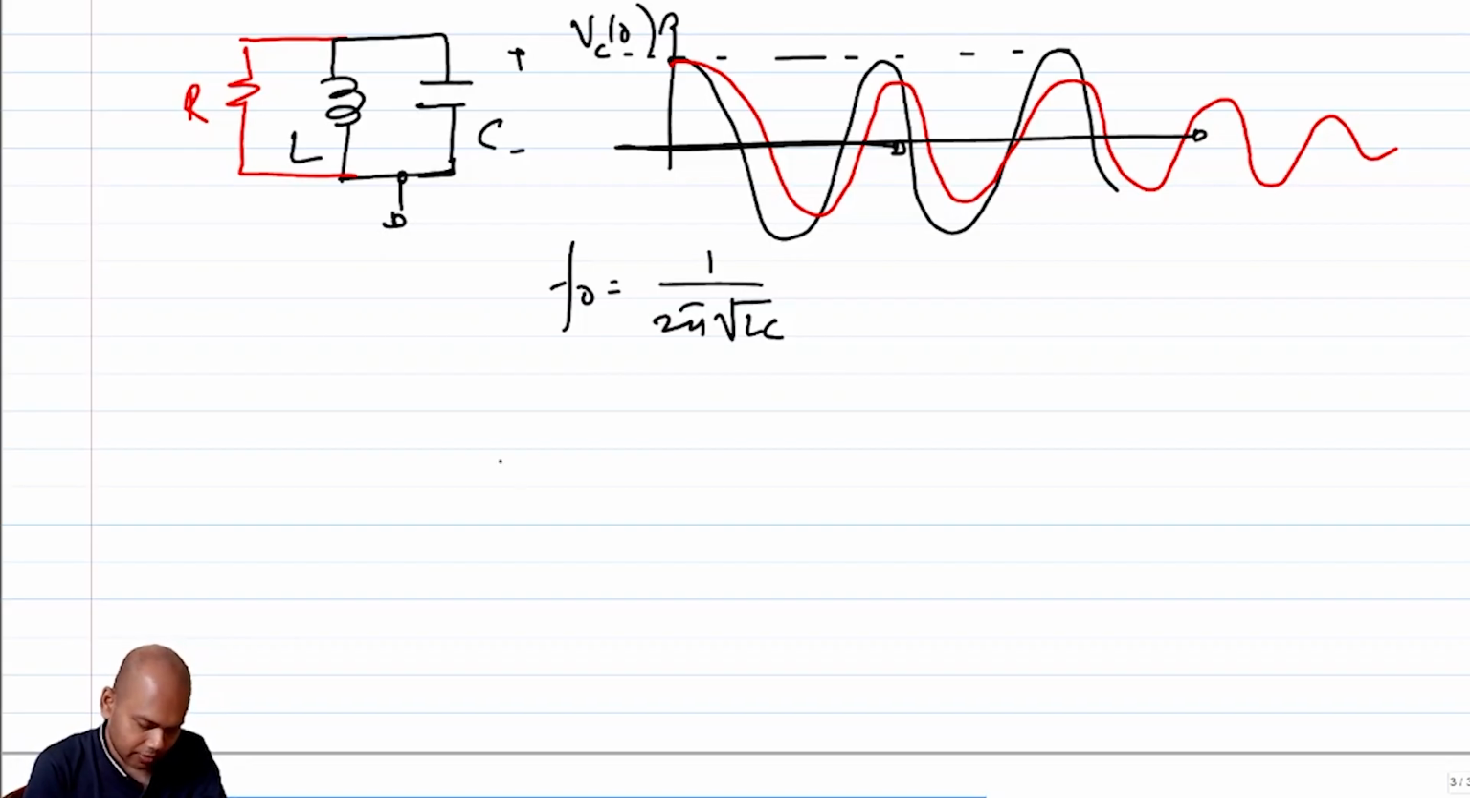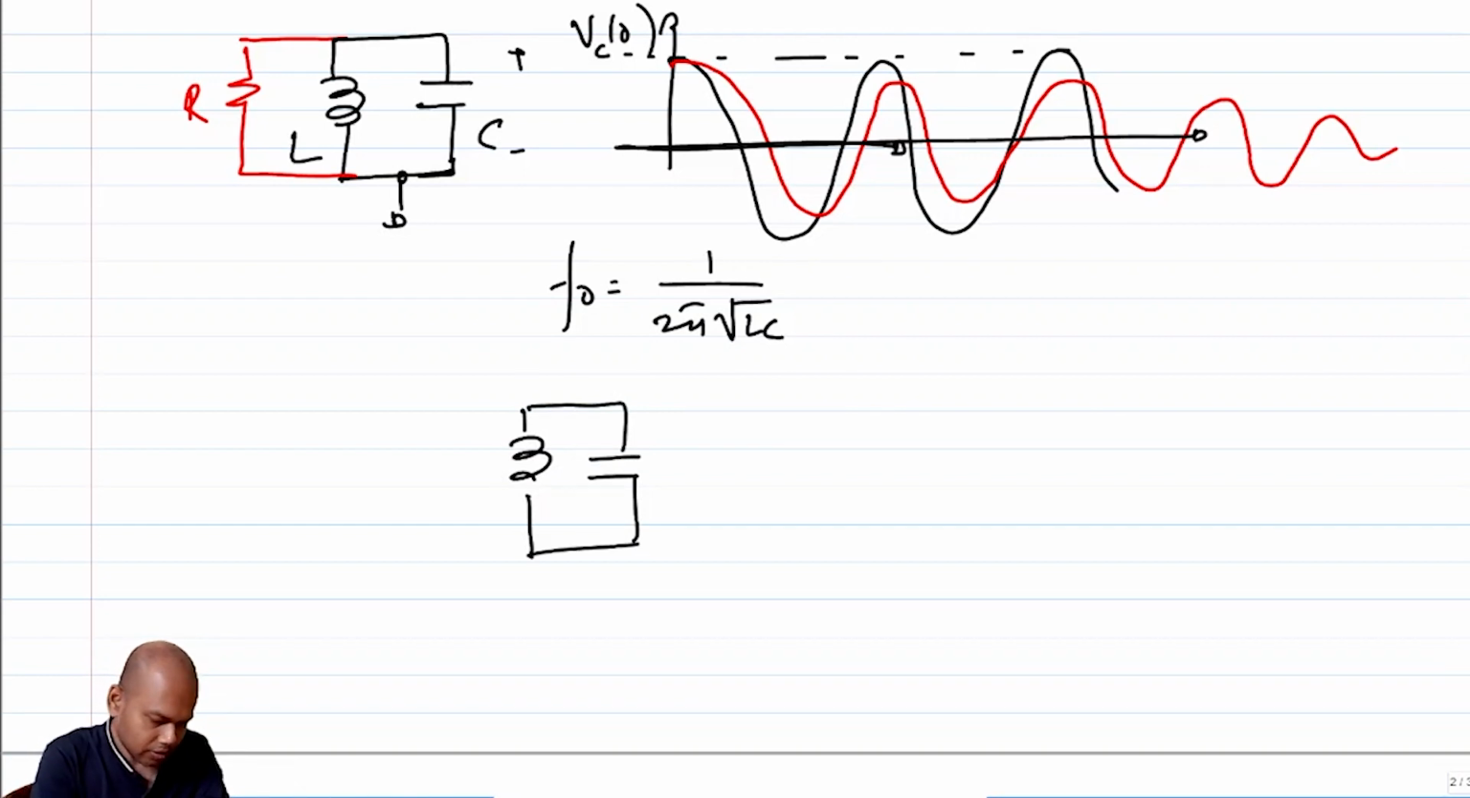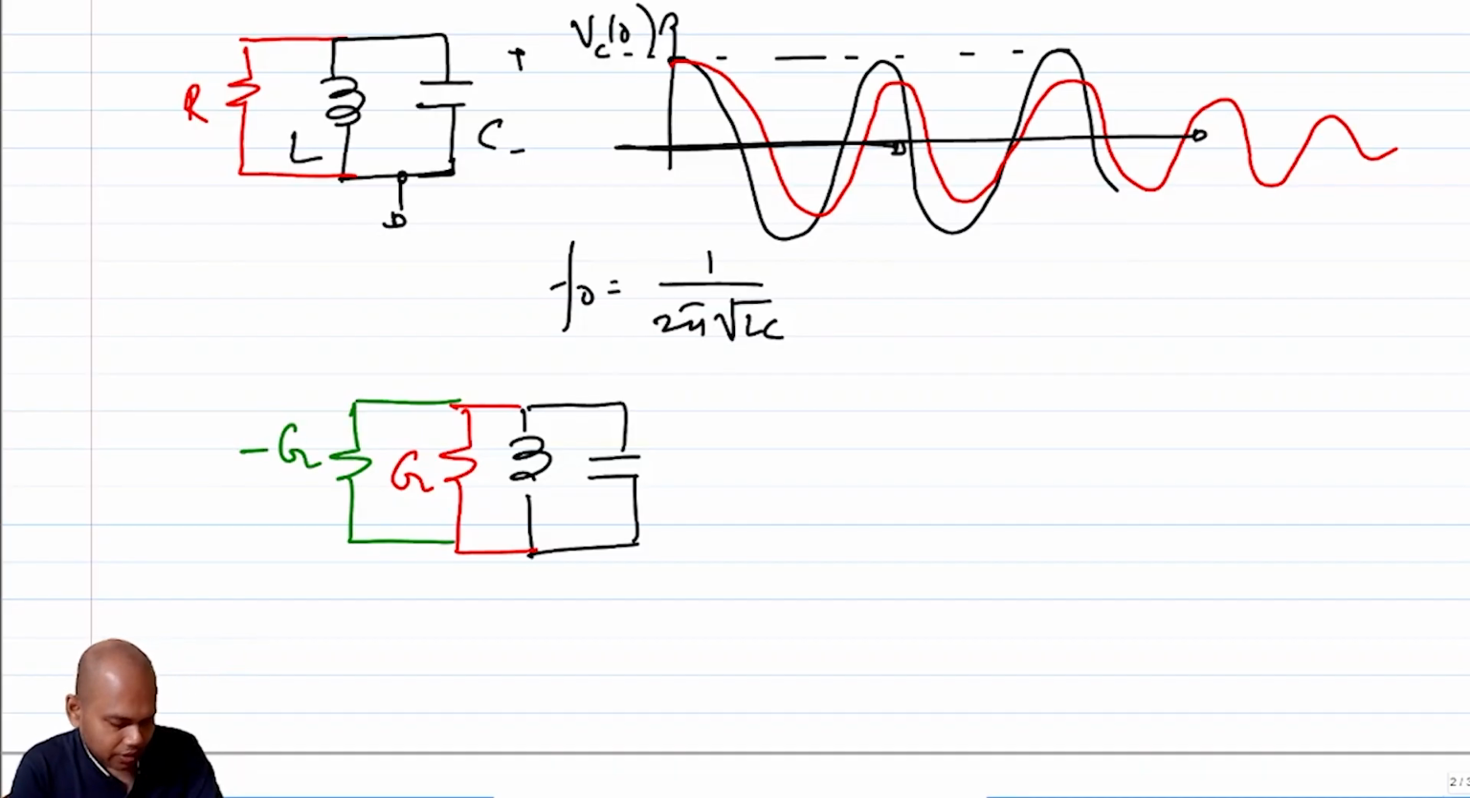That is what I'm saying: we have this R here, or let me put a conductance G, and let's say I put a negative conductance here, negative G, then what is the effective loss? The effective loss is 0, because these two in combination with each other will cancel each other out, right? Now the question is, how do I get this negative of G?